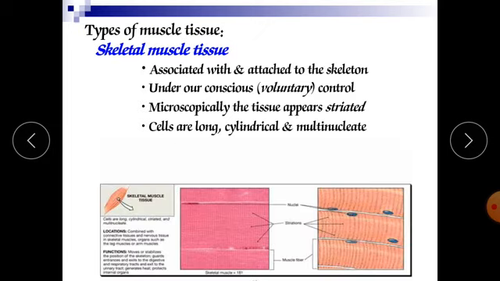Now here, first, skeletal muscle tissue. They are attached to the skeleton and are under our conscious control. Microscopically, the tissue appears striated. So here we can see the striations. The cells are long, cylindrical and multinucleate. Here you can see how the muscles look, and you can see the striations here. So these are called striations.